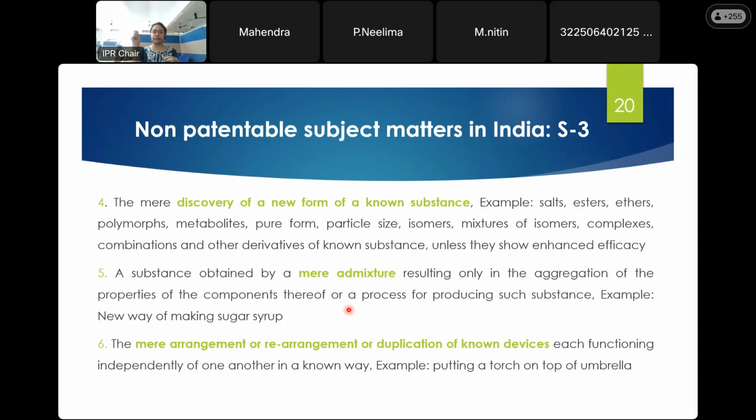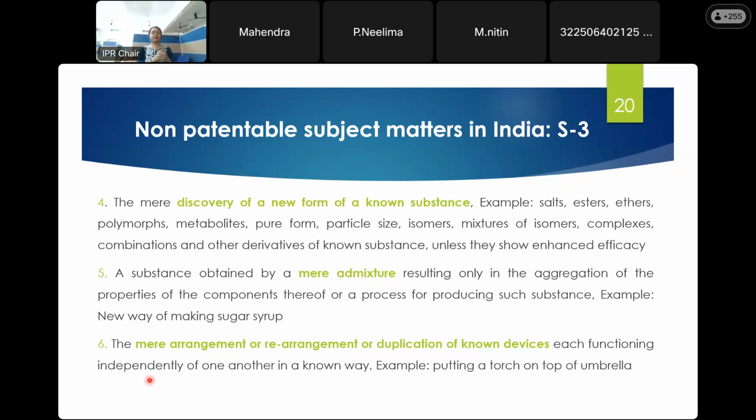Then if you just mix something, for example, you mix salt and sugar and put some water and mix some drink, but if you mix in such a way that it is so great that you think maybe you can file a patent application for that, that is not patentable because that is a mere admixture. In that water you are getting the taste of sugar and salt both. That is not patentable. Okay, so mere admixture is not patentable.